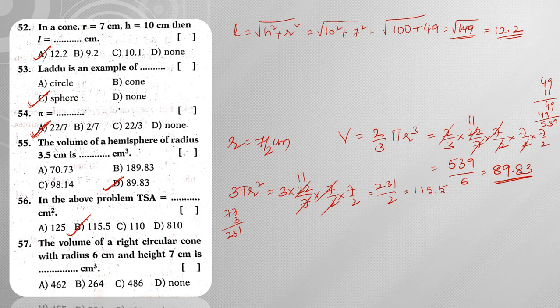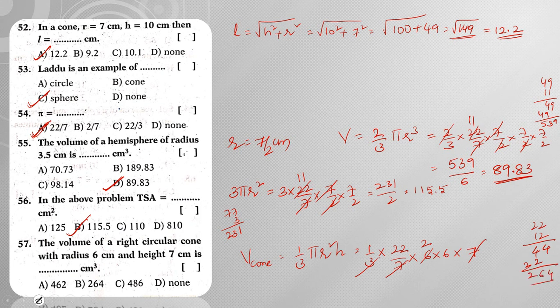Next, the volume of right circular cone with radius 6 centimeters, height 7 centimeters. Volume of cone is given by 1/3 pi r square h. Now substituting the values: 1 by 3 into 22 by 7 into r square, so radius is 6 into 6, into height 7. So 7 7 gets cancelled, and 3 goes into 6 two times. So 22 into 12, which is 264. Hence the answer is 264 centimeter cube.